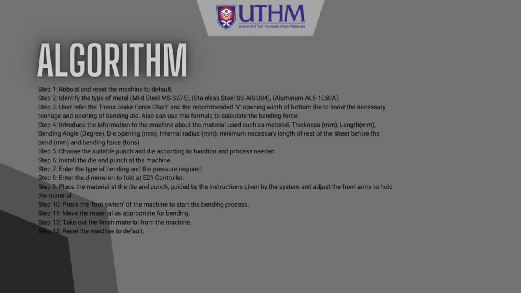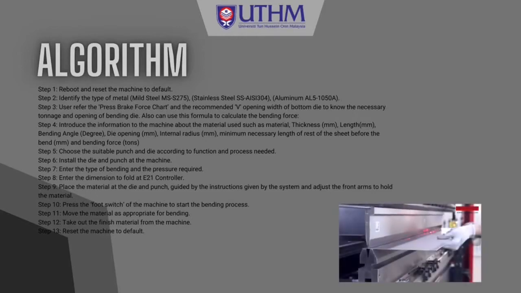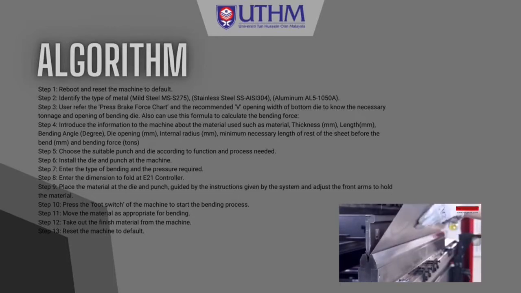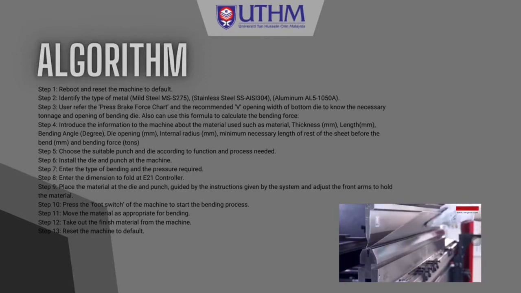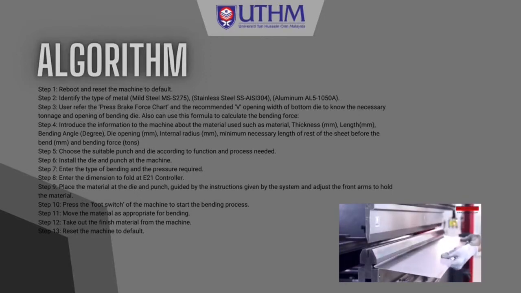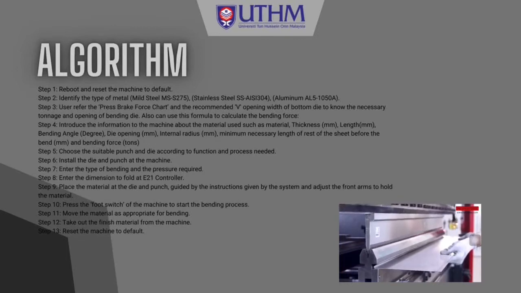The algorithm: step 1, we need to reboot and reset the machine to default. Step 2, identify the type of metal. Step 3, refer to the press brake force chart and recommended V opening width of the bottom die to know the necessary tonnage and opening bending angle. Step 4, we need to introduce the information about the material used to the machine, such as material, thickness, length, bending angle, die, internal radius, minimum necessary length of the rest of the sheet before the bend, and the bending force.